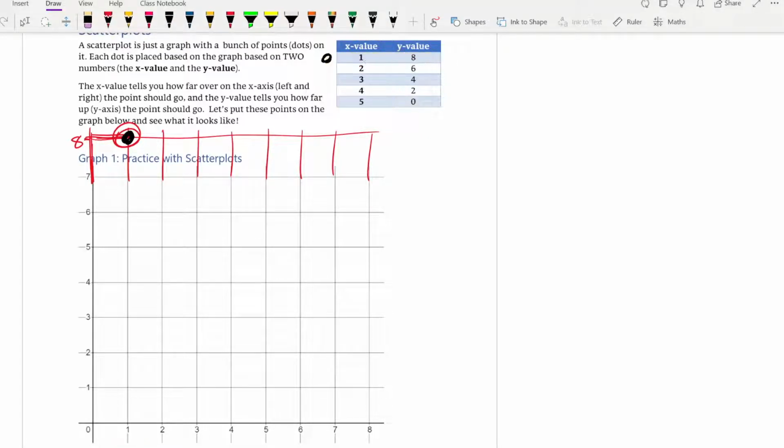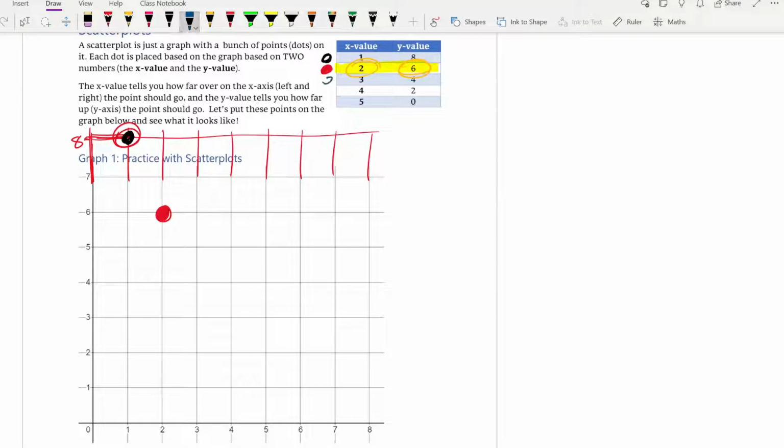Then I'd be ready to put my second point on, this one here. For this one, we'll make a red dot maybe, and our x value is at 2. So it's going to be somewhere up on this line. And our y value is at 6. So it's going to be somewhere along this line. And where those two points meet, that's where we put our dot. Just like that. Except I said that would be a red dot, so we'll make it red.